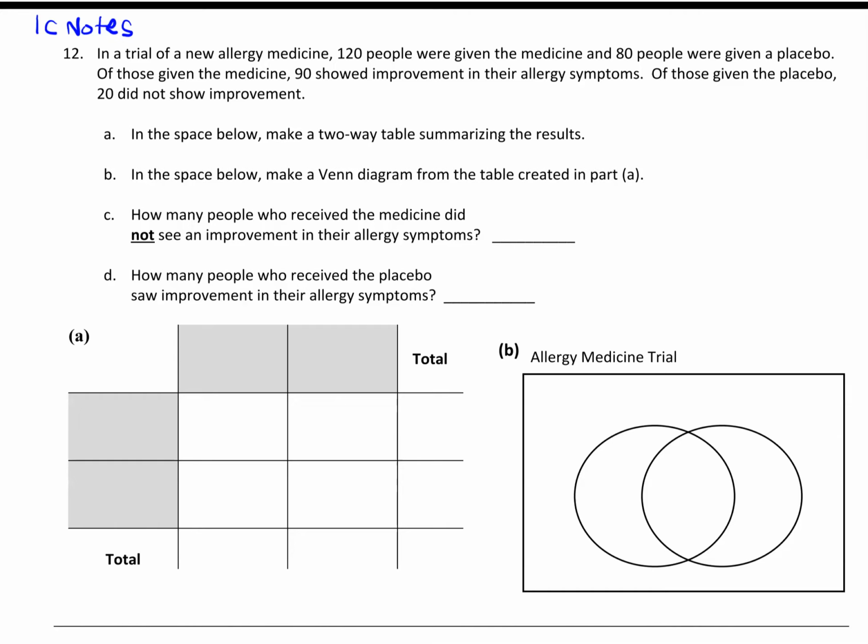Then we're told of those given the medicine, 90 showed improvement in their allergy symptoms. Of those given the placebo, 20 did not show improvement. So after reading that sentence, I'm seeing another binary situation. Either they showed improvement or they didn't. So we have two binary situations. They were either given medicine or they weren't, which means they were given the placebo. They either improved or they did not. So I'm going to use that to help me set up my two-way table here.